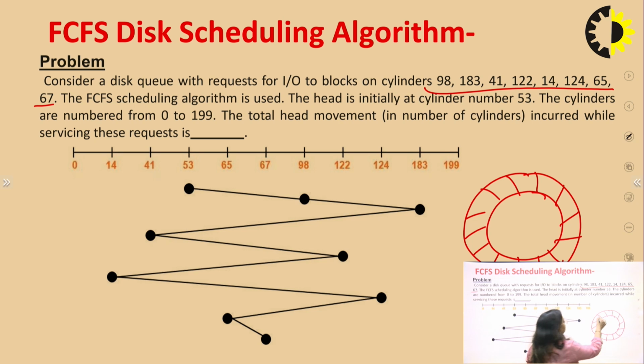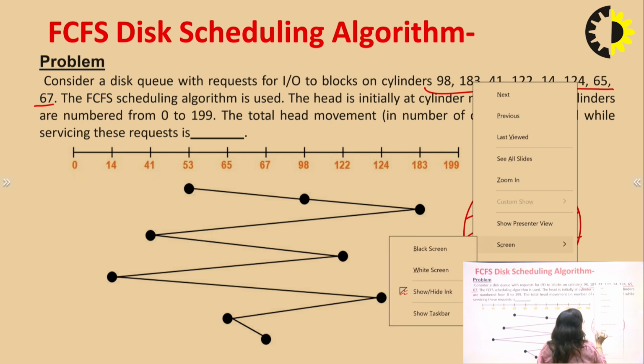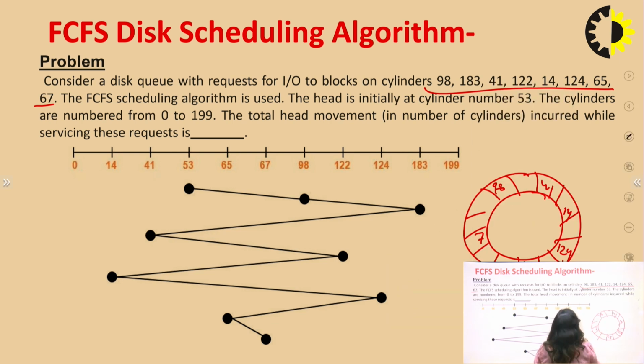Like 98 is present here, 41 is here, 14, 124, 65, 67 and 53. Let's suppose this. So these are some points and some frequencies. We use them as the number of cylinders, and your read write head is present at the moment at this point.